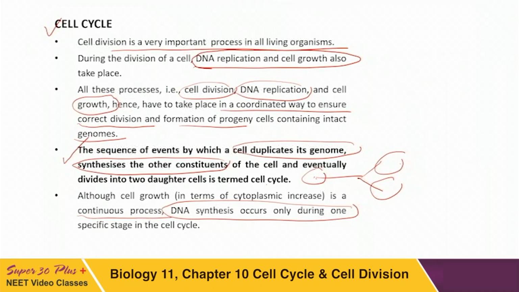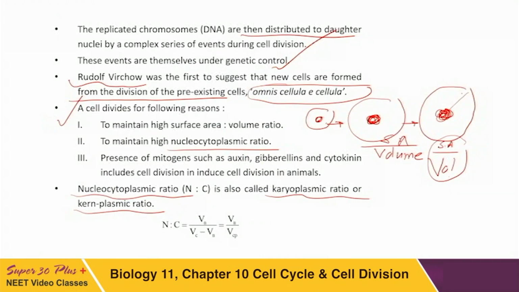The sequence of events in which the cell duplicates and synthesizes other constituents of the cell is known as the cell cycle. And who said that cells divide from existing cells? Omnis cellula e cellula. The statement was given by Rudolf Virchow. Why does the cell divide? To maintain the nucleocytoplasmic ratio, the cell has to divide.